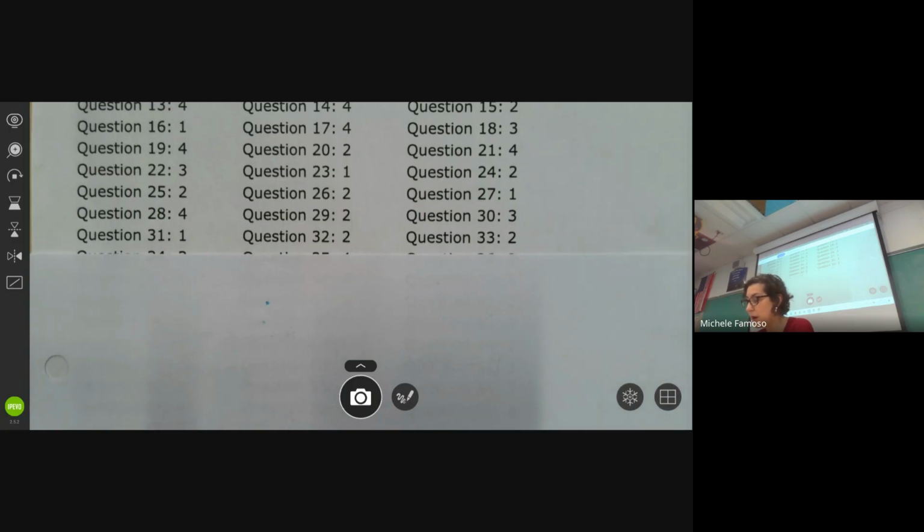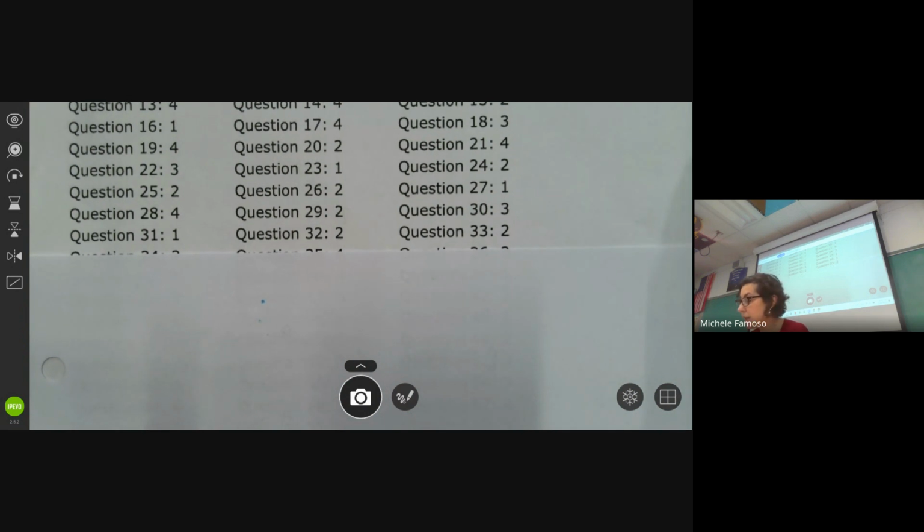31 is 1. 32 is 2. 33 is 2. 34 is 2. 35 is 4. 36 is 2. 37 is 1. 38 is 4. 39 is 1. 40 is 2.